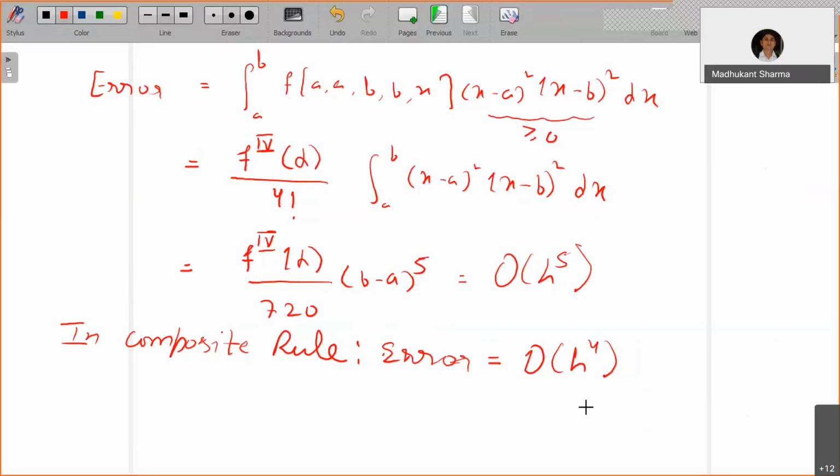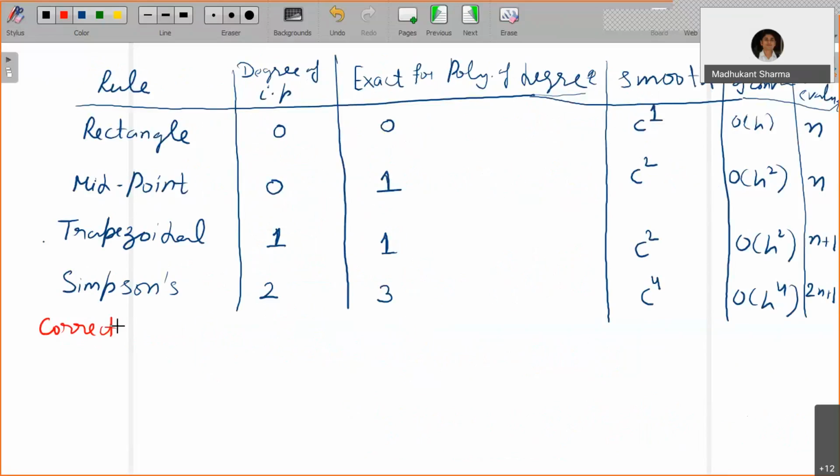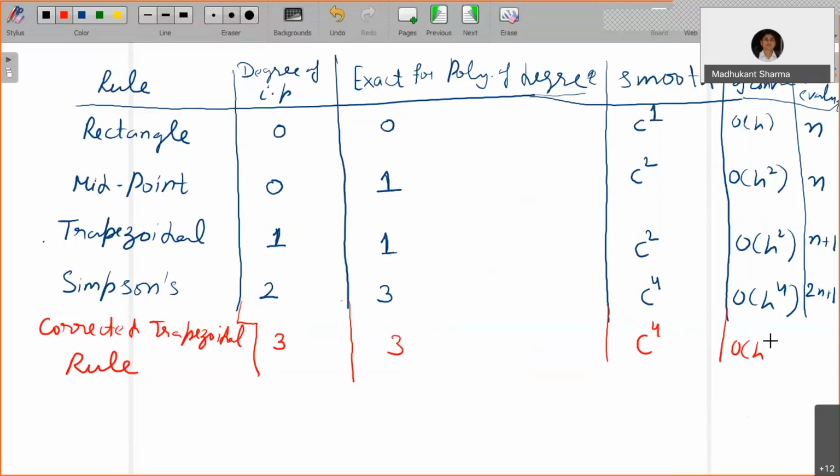So now we can go back and update our table. We can look at the corrected trapezoidal rule. So we can fix it here. You can say corrected trapezoidal rule. The degree of interpolating polynomial is 3. It is exact for polynomials of degree 3. It also assumes smoothness 4, and you obtain the order of convergence O(h^4).